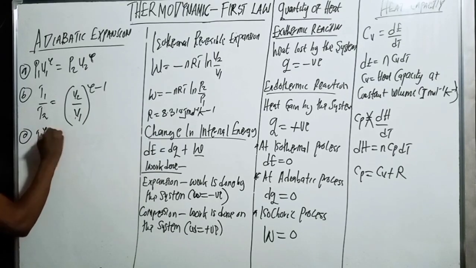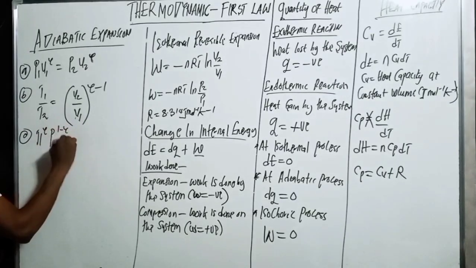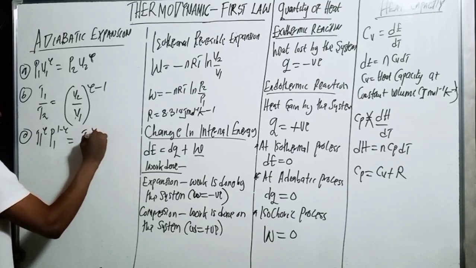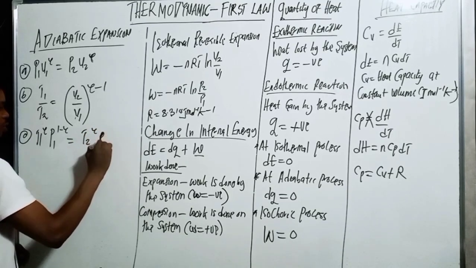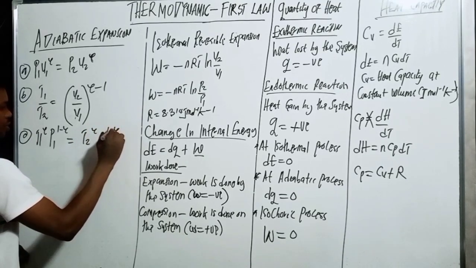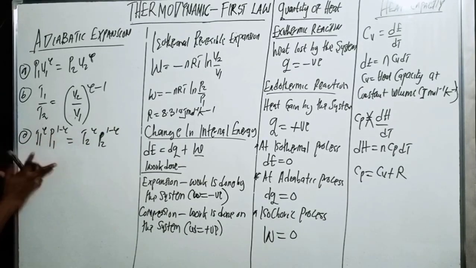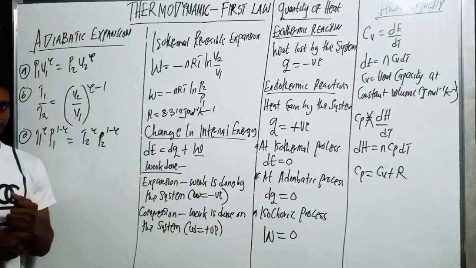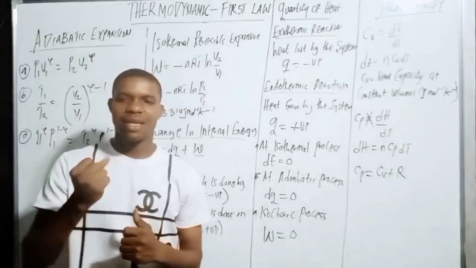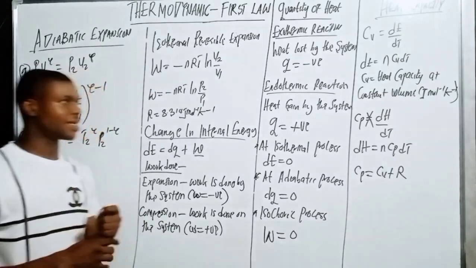Then the last one: T1 lambda P1 to the power 1 minus lambda equals T2 lambda P2 to the power 1 minus lambda. So these are the three basic formulas I want you to use when it comes to adiabatic expansion.